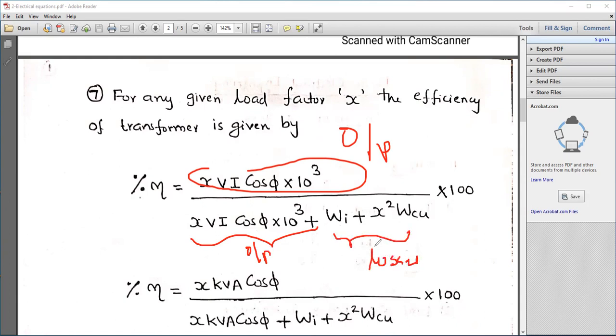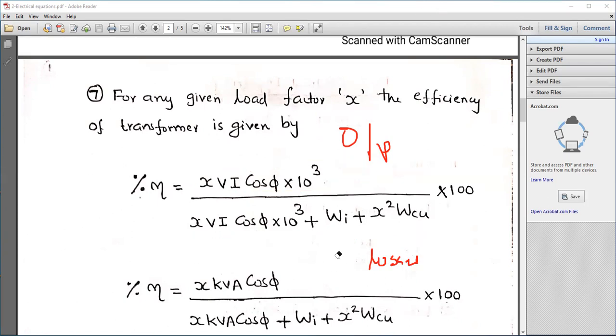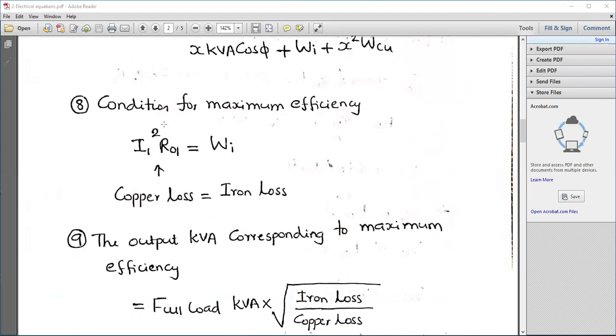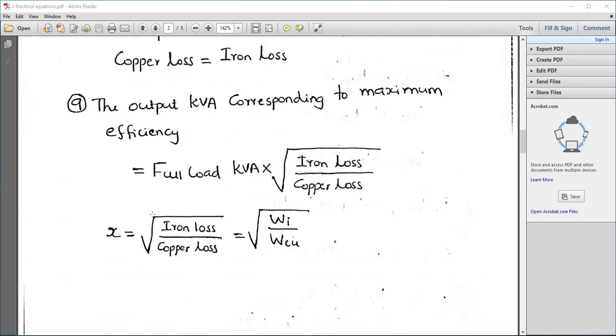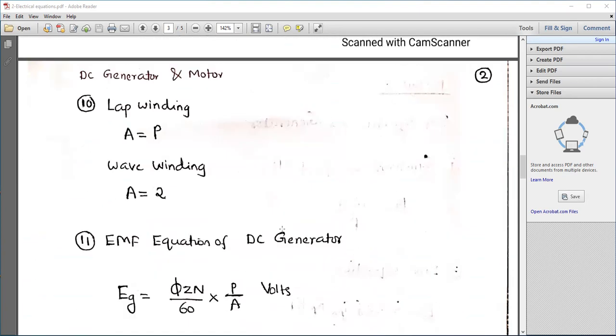So remember this. Efficiency is equal to output divided by input. So input can be written as output plus losses. Very simple. So any clarification, please give the comments in the comment box. I can revert. Similarly, the condition for maximum efficiency: copper loss equal to iron loss. You can calculate the fraction x by using the square root of Wi by Wcu.